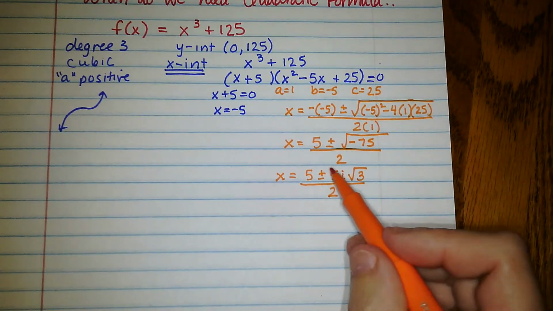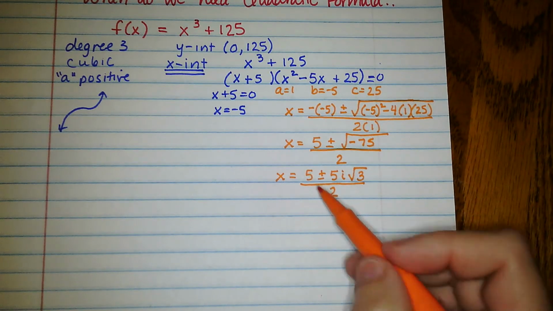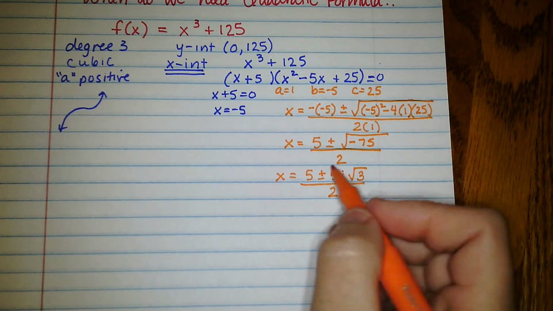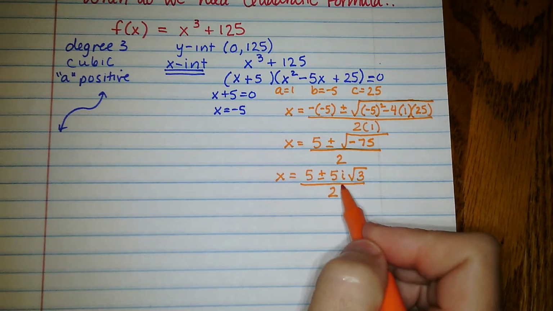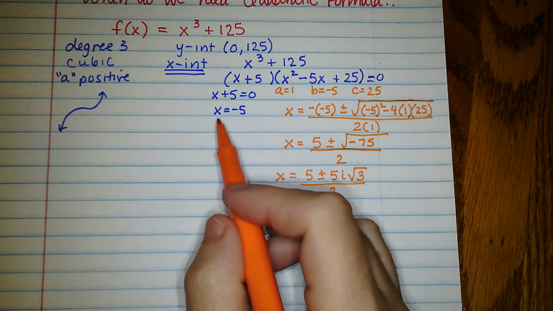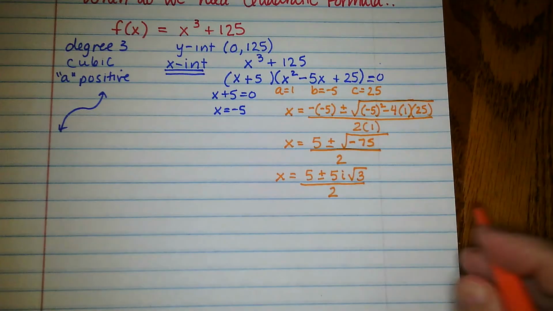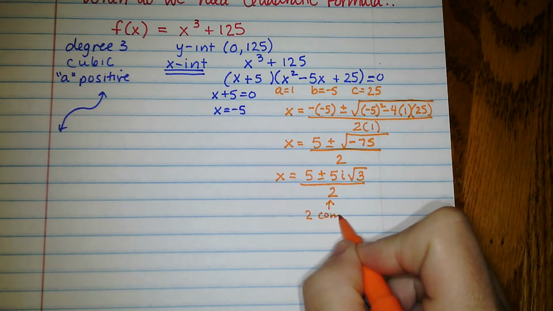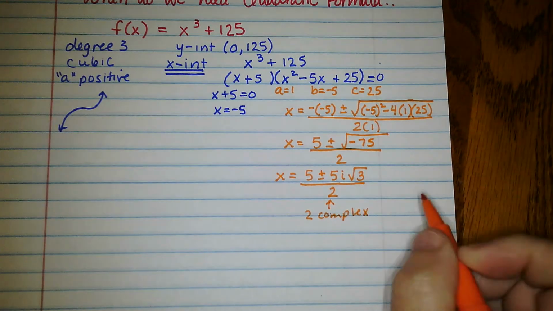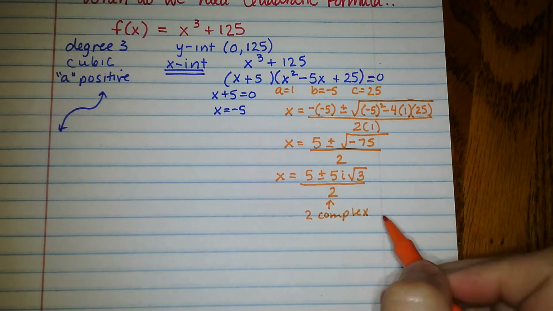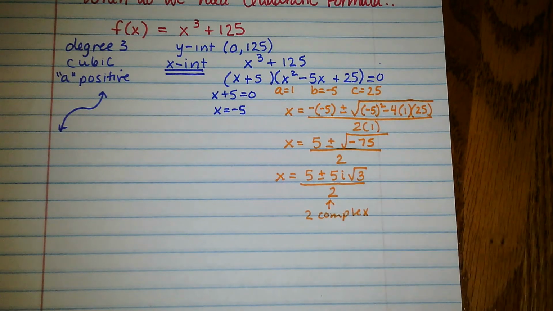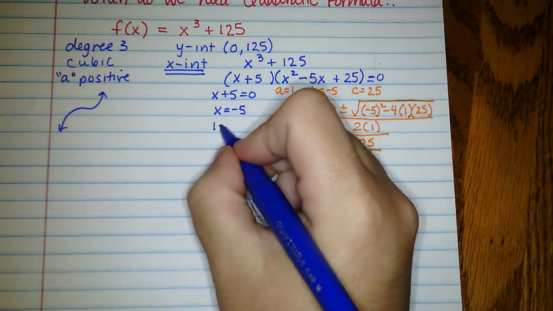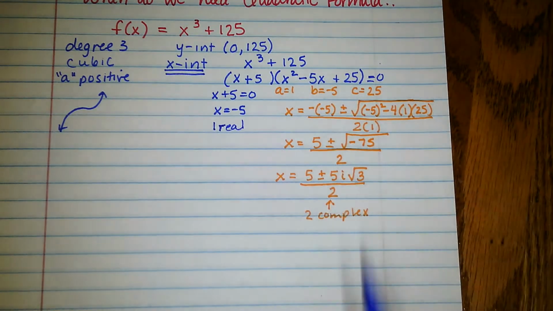Can I reduce this at all? No, 2 doesn't go into 5 evenly. And so this is where my other 2 zeros are. This is my real one, and this is my 2 complex ones. How do I know it's 2 complex? Because of the plus and the minus. That counts as 2. And then, of course, this one is my 1 real.